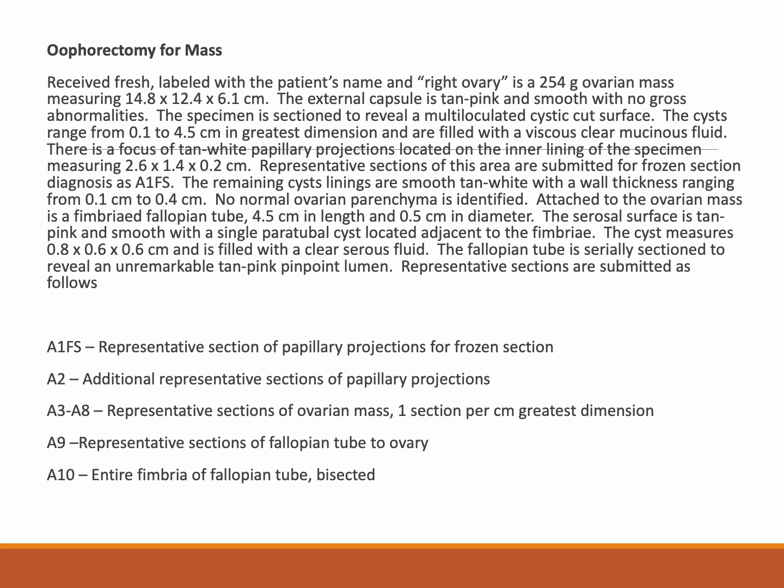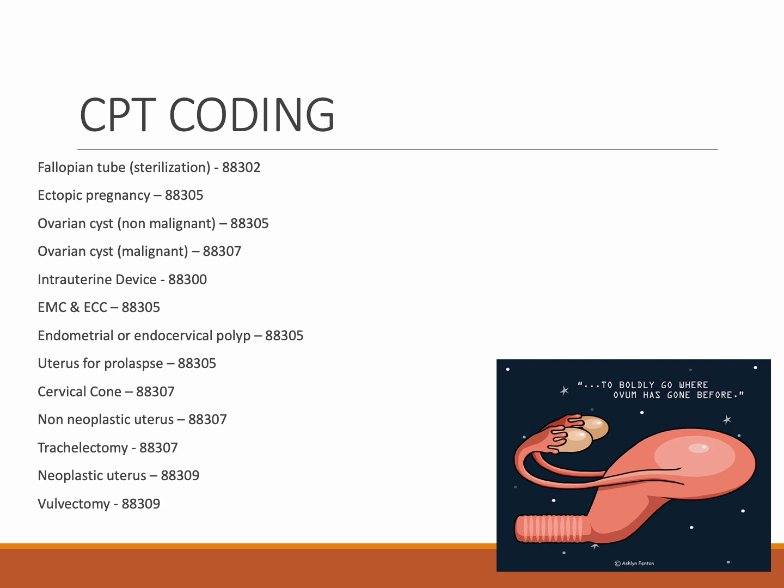So I won't have to read this for you, but this is just a representative dictation for an ovarian mass specimen, getting representative sections for that. And then here's our list of CPT codes. These will be more prevalent in your second year when you're looking for CPT codes for the structures you're grossing. You can refer back to this lecture. Otherwise, maybe you'll have memorized them by then, but I won't test you on these.